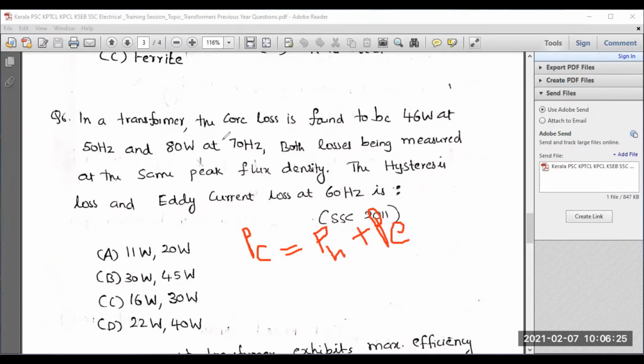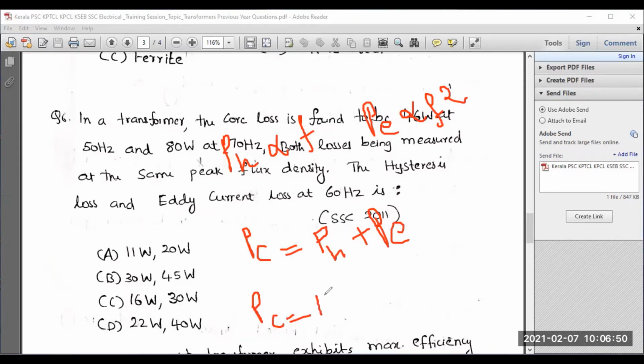As you know, hysteresis loss is directly proportional to frequency. Similarly, eddy current loss is directly proportional to frequency square. Hope you are getting my point. Clear? Now, what you can do? We can modify the equation. PC is equal to PH, this is actually hysteresis loss.